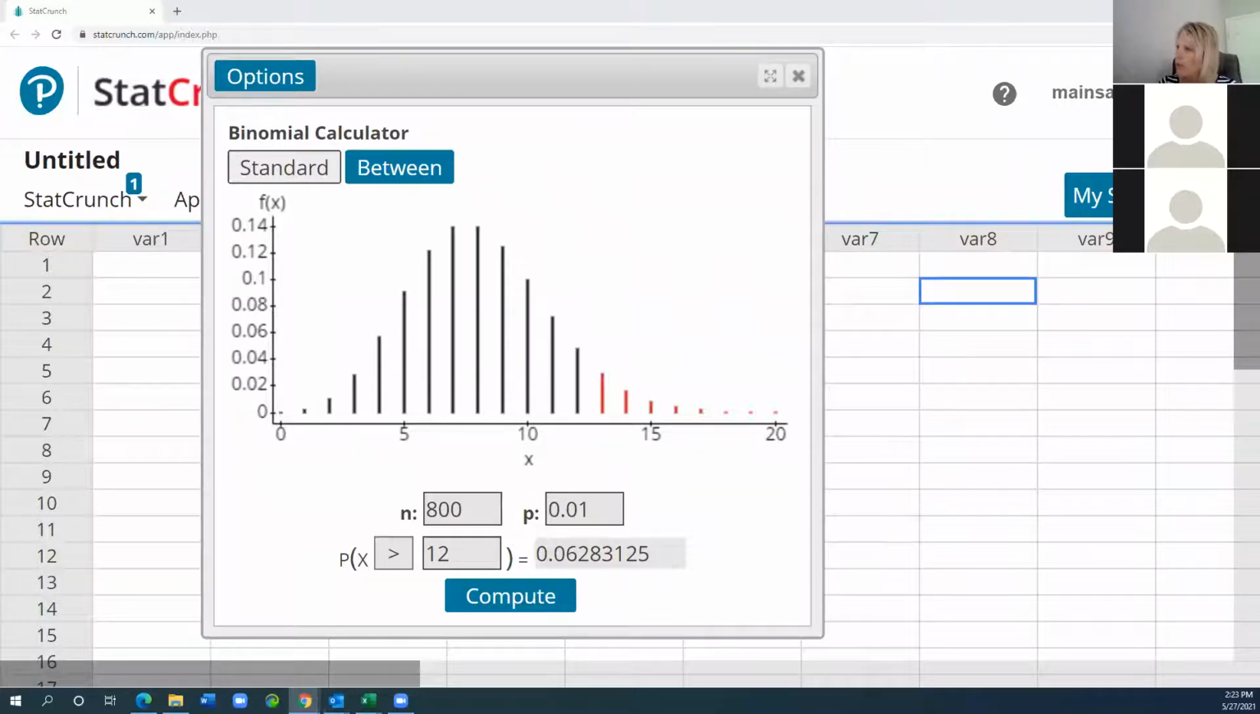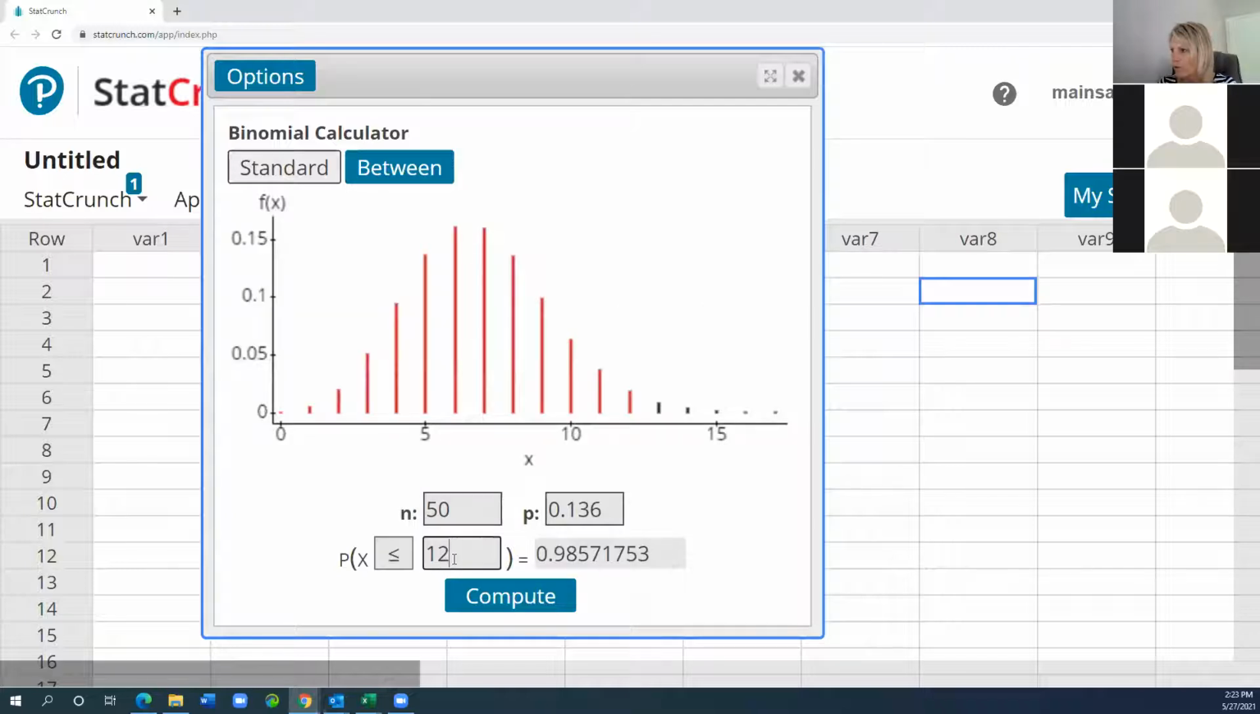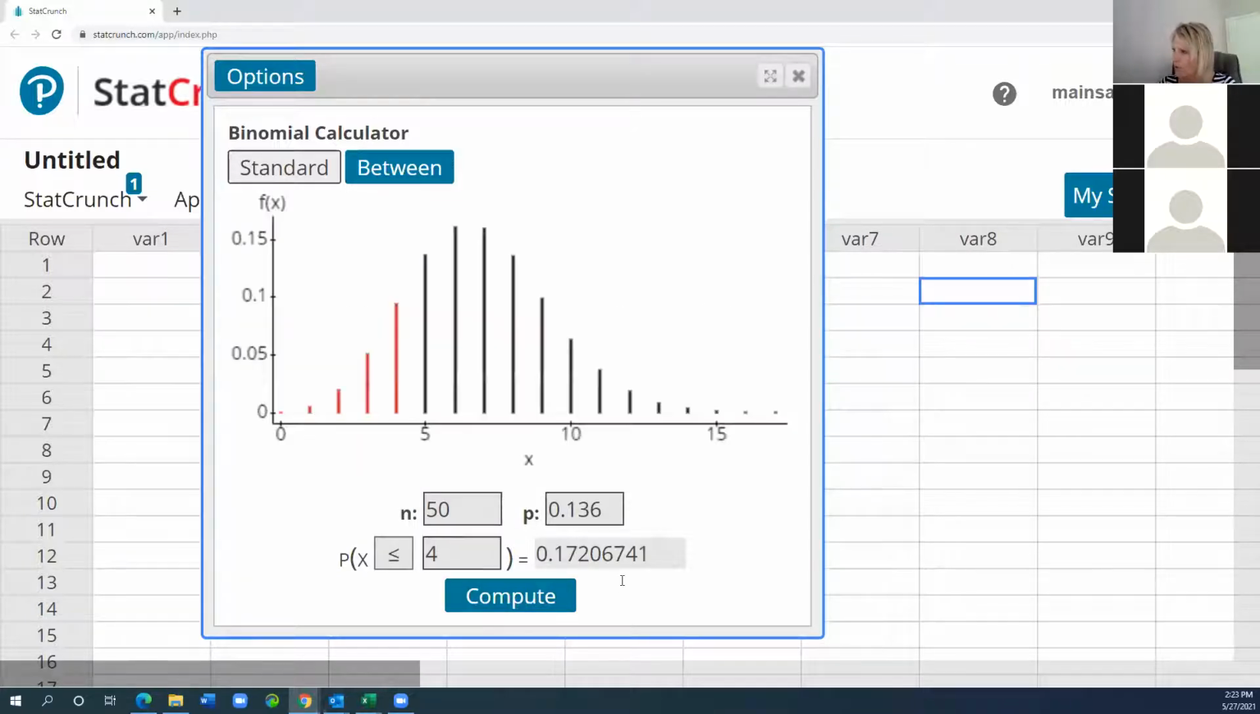Okay, so now we're going to put in our number and our sample size of 50, and our probability of success is 0.136. And this first one is at most 4. So we have to change it to a less than or equal to 4 and hit compute. And we get 0.1721 rounded.